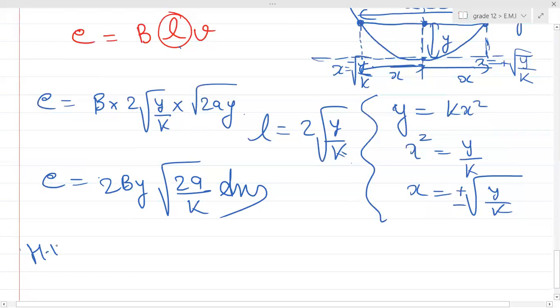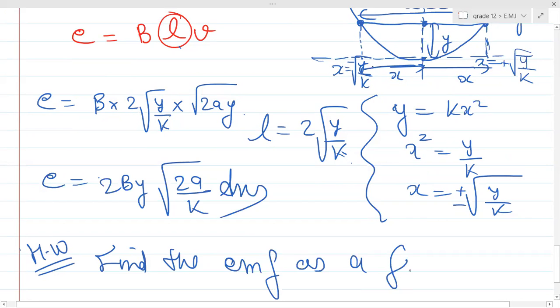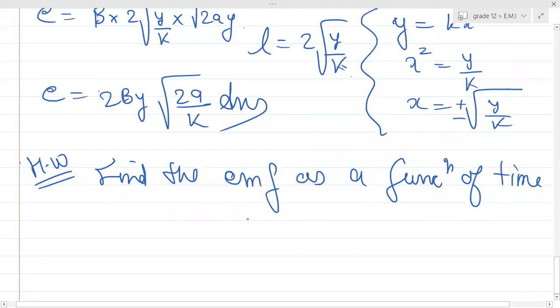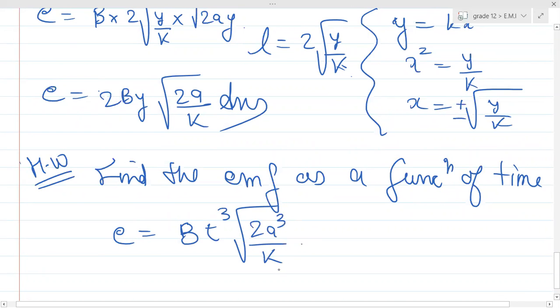I'll give you the second part of this as homework. Find the EMF as a function of time. The final answer should be V equals twice B, a cube upon k, t cube. I think this is the answer, because I don't have the solution to it, just a statement written in my notes. So this is a homework question for you. Try to do it. In terms of time, you need to calculate.